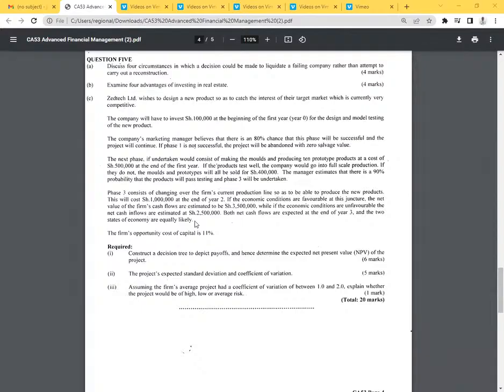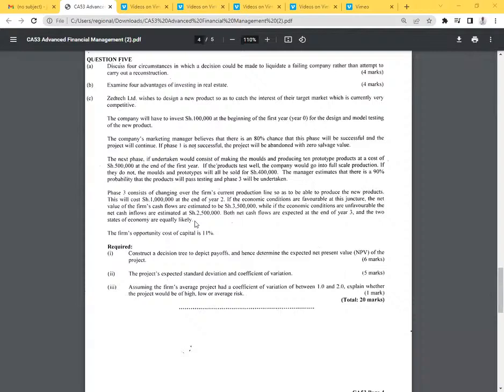The next phase, if undertaken, would consist of making the molds and producing 10 prototype products at a cost of shillings 500,000 at the end of the first year. If the product tests well, the company would go into full-scale production. If they do not, the molds and prototypes will all be sold for 400. The manager estimates that there is a 90% probability that the product will pass testing and phase 3 will be undertaken. Phase 3 consists of changing over the firm's current production line so as to be able to produce the new products. This will cost $1 million at the end of year 2.